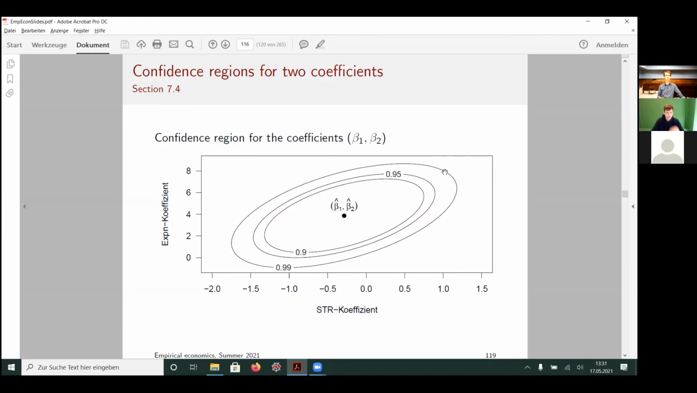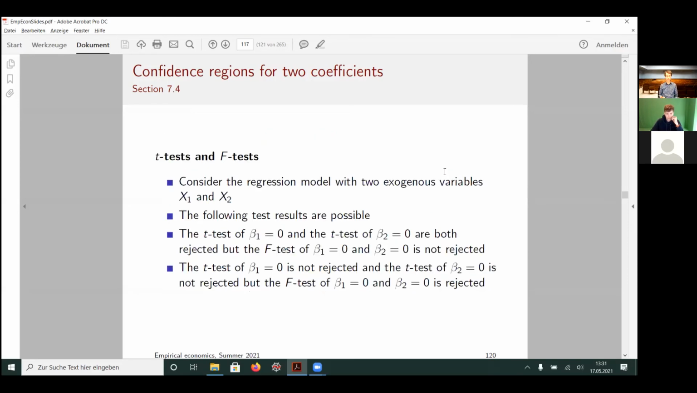Okay? And in a similar way, it could happen that the opposite occurs. So both single tests are not rejected, but the F-test is. Okay? So in this case, of course, the question is, how should we actually interpret what we found out? But the answer is quite simple. Perform the test that you're really interested in. So if you want to perform a joint hypothesis test, then do the F-test and don't do the individual t-tests. And if you're interested in a single regressor or a single coefficient, then perform a t-test.